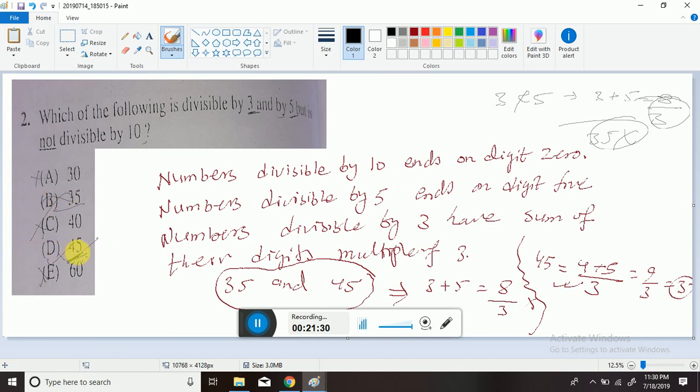But you can check this also now. 45 means 4 plus 5. 4 plus 5 is 9. 9 is a multiple of 3. So 45 is our correct answer.